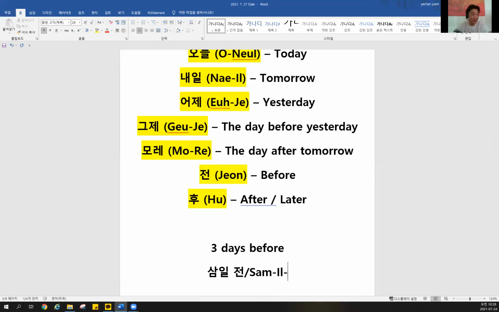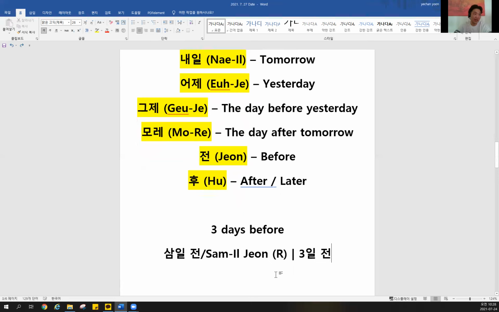3일 전. Okay, then how can you write it? Just using some number, and that's all. Okay, this is how to read and how to write.